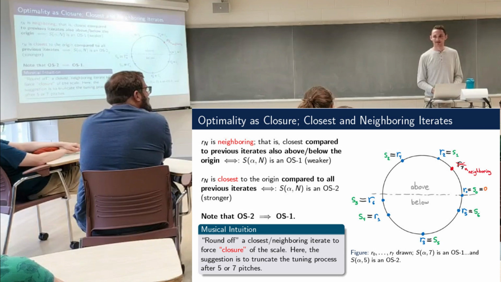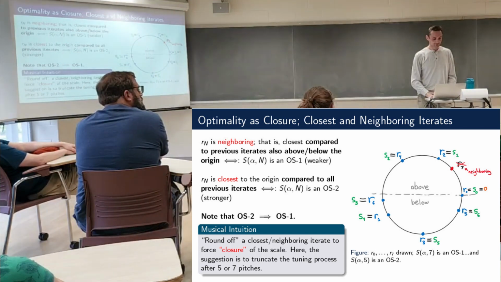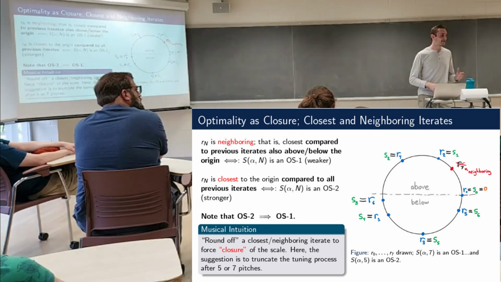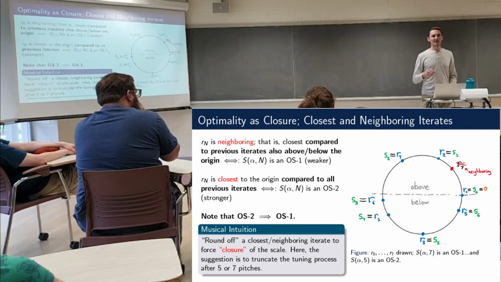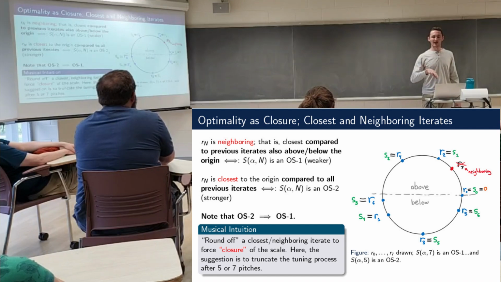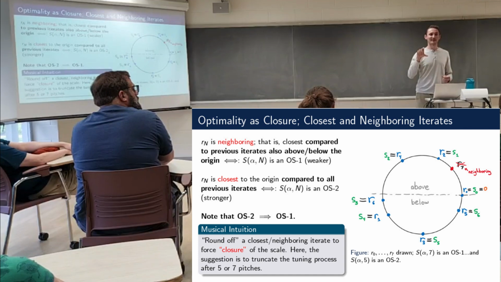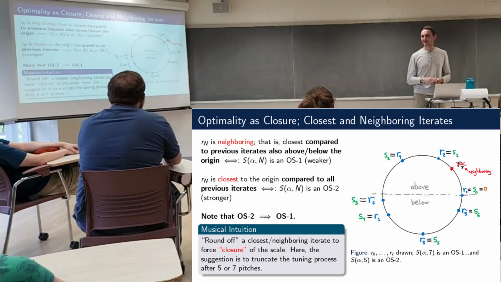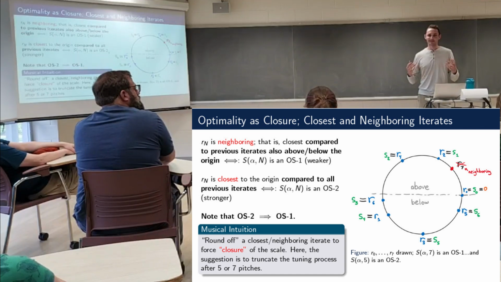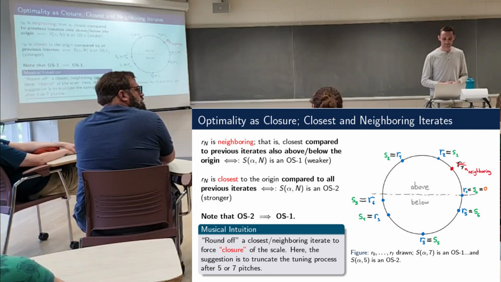And musically, I kind of alluded to this, but the intuition is that by rounding off the closest or neighboring iterate, you are forcing the scale to be closed, where the pitches in the tuning process are all alpha apart from each other, but the final one is something close to alpha away from the origin. So in that sense, you're kind of forcing the scale to be closed. And here, again, the suggestion is to truncate your tuning process once you have 5 pitches or 7 pitches.